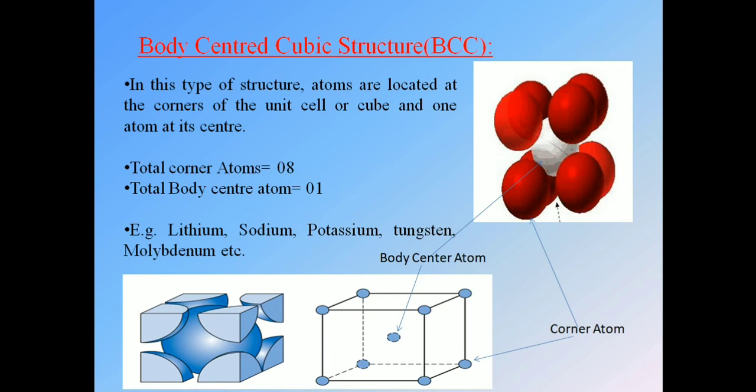Here we have blue spheres placed at the corners, which means we have 8 corner atoms, and one single sphere placed at the center of the cube. That center sphere is called the body centered atom, and what we placed in the corners are called the corner atoms.